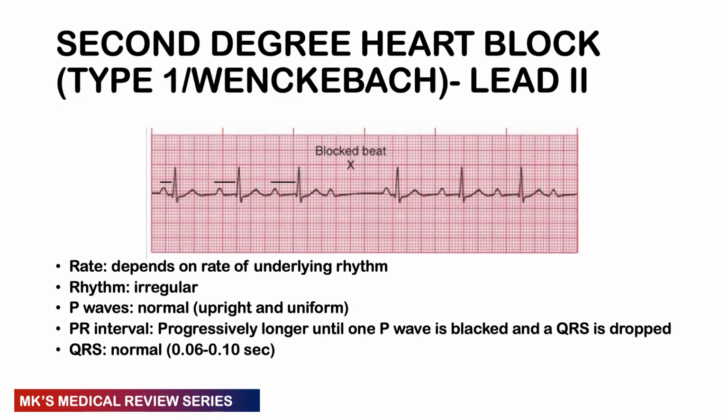In terms of second degree heart block, I've made it easier for you here by putting in the lines. As you can see, you have this progressive increase in your PR interval in second degree type 1, Mobitz type 1, until you get here. You see that there's a T wave, there's a P wave, nothing in between, another P wave. So we don't have a QRS complex here. So you have some dropped beats here.